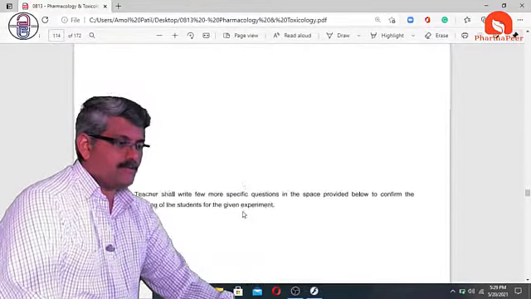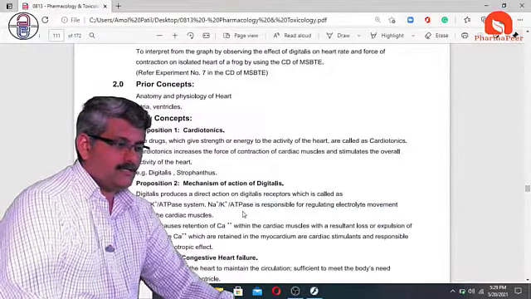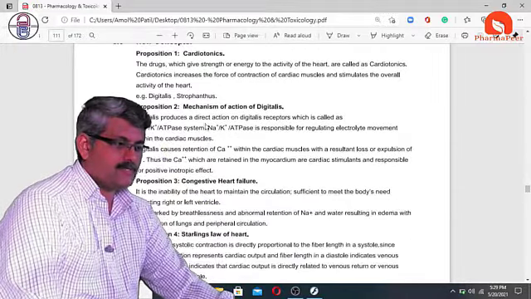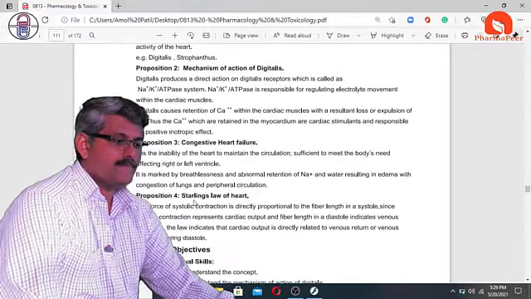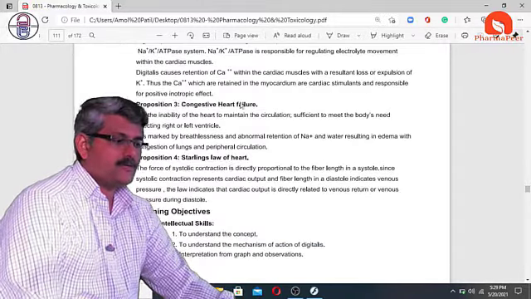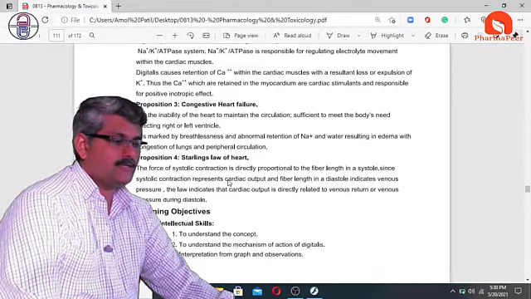The mechanism of action of digitalis is mentioned in this initial part. What is the cardiac tonic? What is the mechanism of action of digitalis? Here they have given what is congestive heart failure, what is Starling's law of the heart. So a few of the things are already mentioned here. You should use them so you will get an idea.